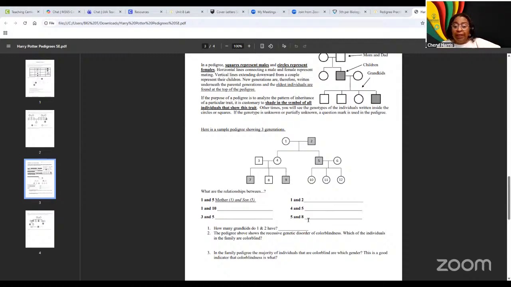And 5 and 8. So 5 is the male, and 8 is the son from number 4. So that makes 5 the uncle.